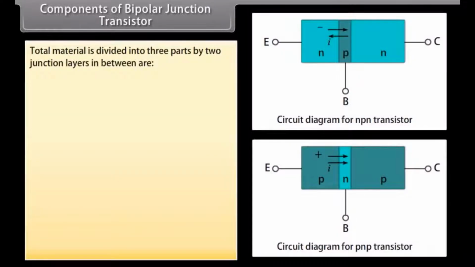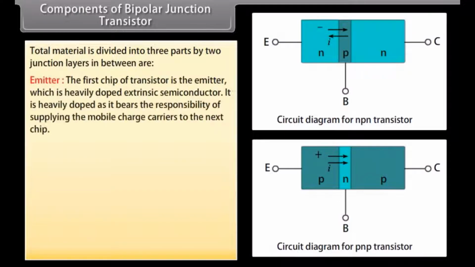Components of bipolar junction transistor. The total material is divided into three parts by two junction layers in between. Emitter. The first chip of the transistor is the emitter, which is a heavily doped extrinsic semiconductor. It is heavily doped as it bears the responsibility of supplying the mobile charge carriers to the next chip.